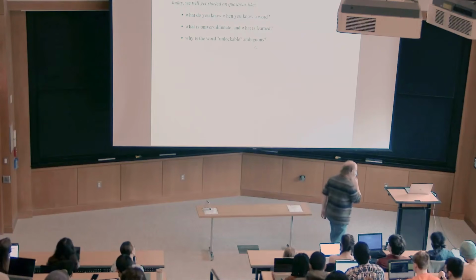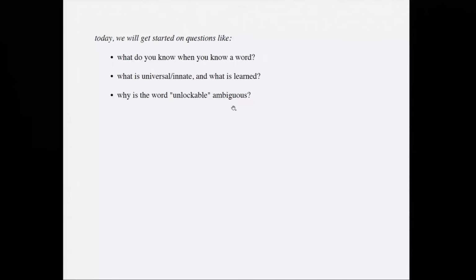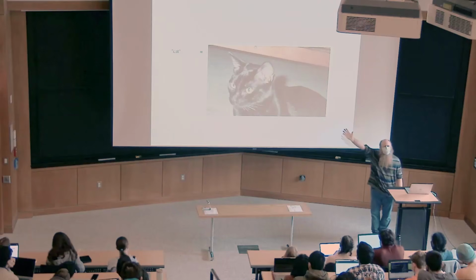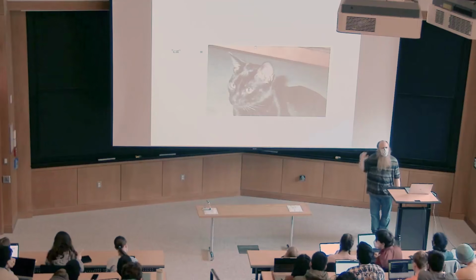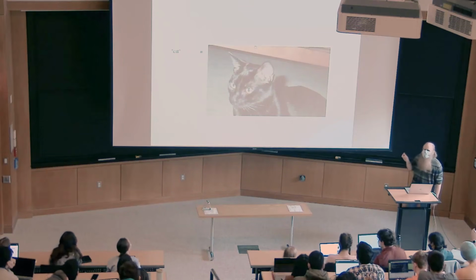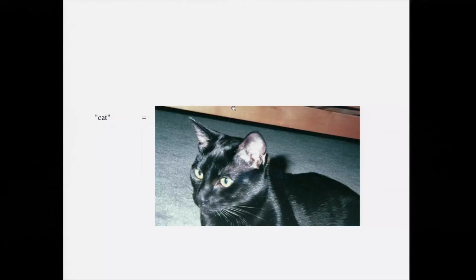Okay. All right, so morphology then. Questions like, what do you know when you know a word? What's universal? What's learned? And why is the word unlockable ambiguous? We'll talk about that too. So this is a cat, yeah? Any questions? Yeah, it's clear so far. So the word cat refers to certain kinds of things, including the thing that I've got a picture of here.